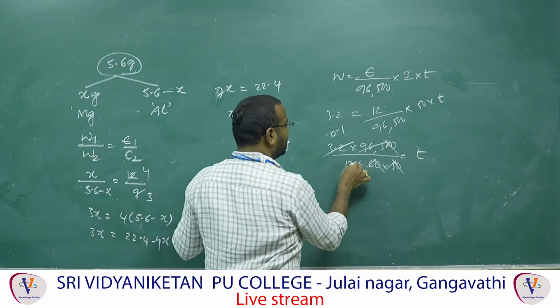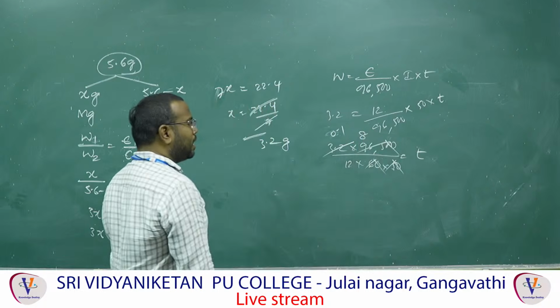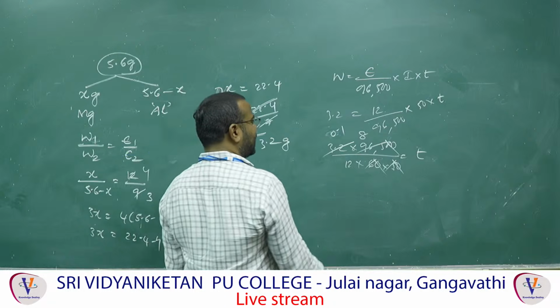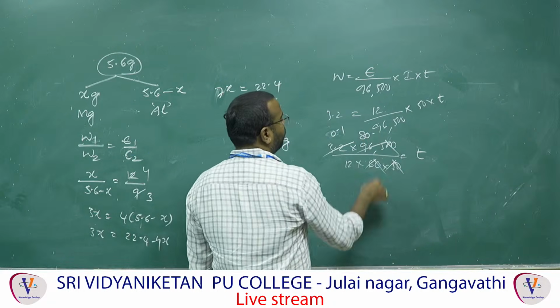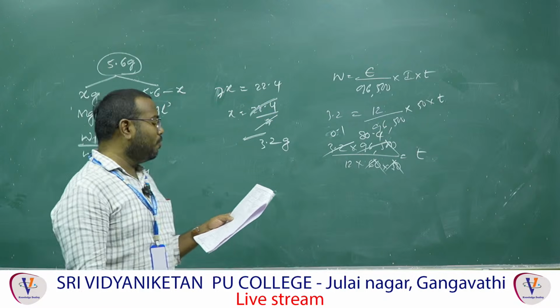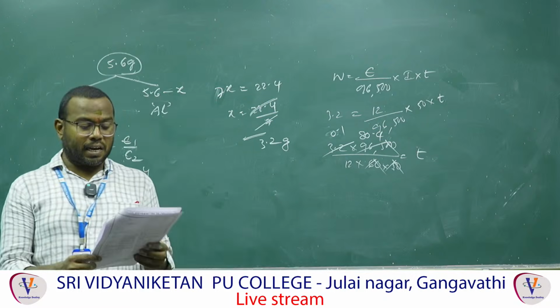Now calculate this. 8 12s are 96. 8 12s are 96 and then 0, 80. 4 12s are 48. Therefore, 8.04. Option 1 is correct answer.